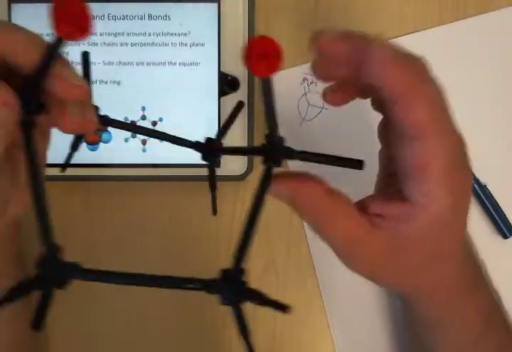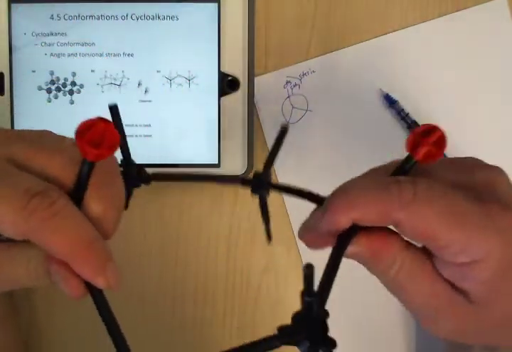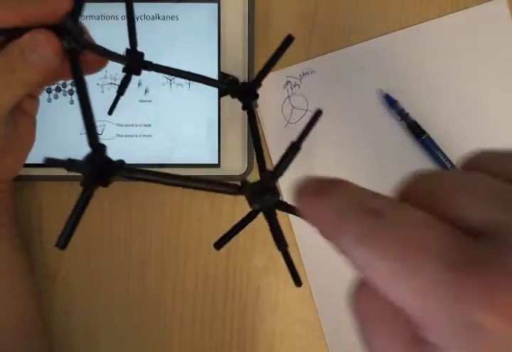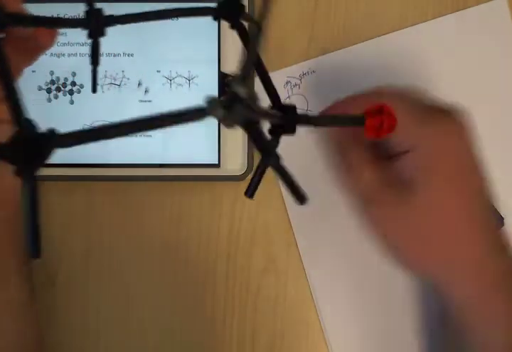So instead, what it does is it wants to get into this configuration here, which they call the chair configuration. It looks kind of like a Lazy Boy chair.